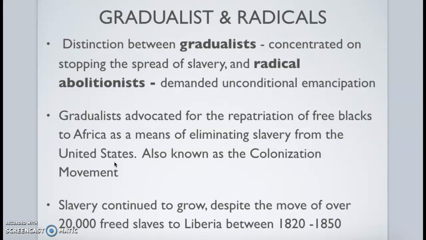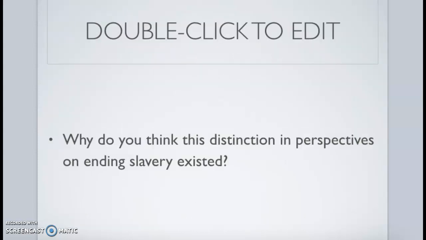Slaves were, as they were being freed, actually being moved to Liberia between the time period from about 1820 to 1850. So if any of you are familiar with that movement or the understanding of the Liberian culture, it was basically the product of about 20,000 freed slaves who were sent to Liberia as a part of the gradualist abolitionist movement. So, of course, it's always interesting to ask questions such as, why do you think this distinction in perspectives on ending slavery existed in the first place?